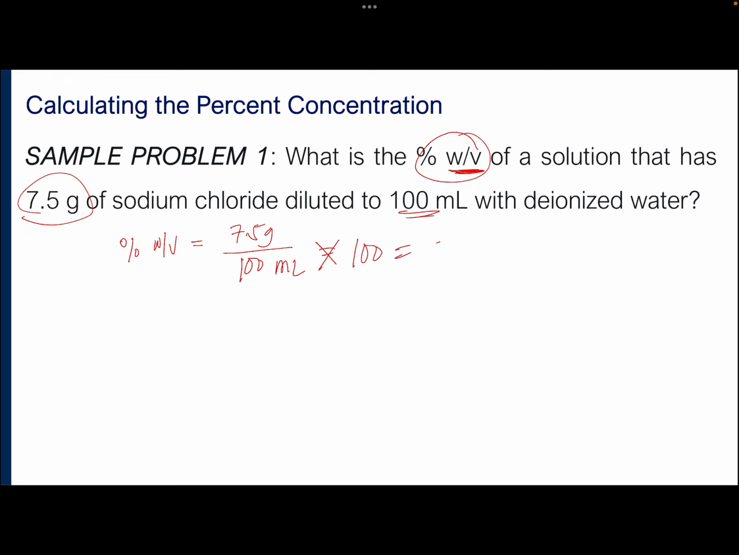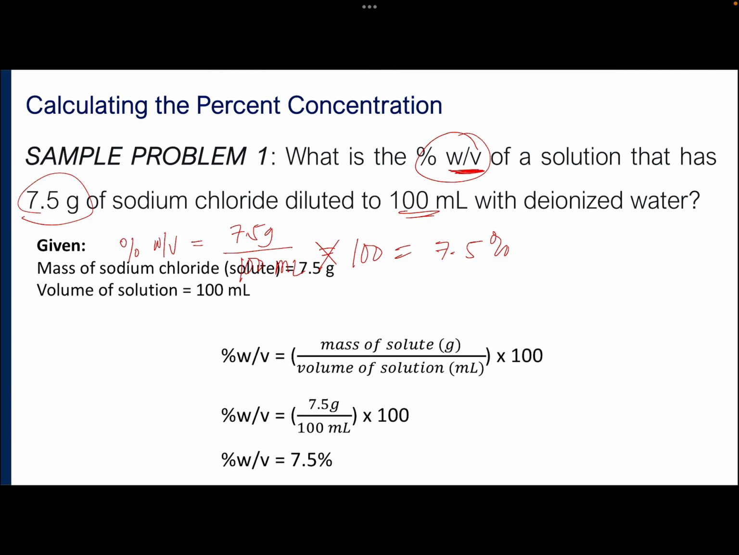So if we dissolve 7.5 gram of sodium chloride in 100 ml of water, then our percent concentration is 7.5%. So in every 100 ml of water, 7.5 grams of solute is dissolved.